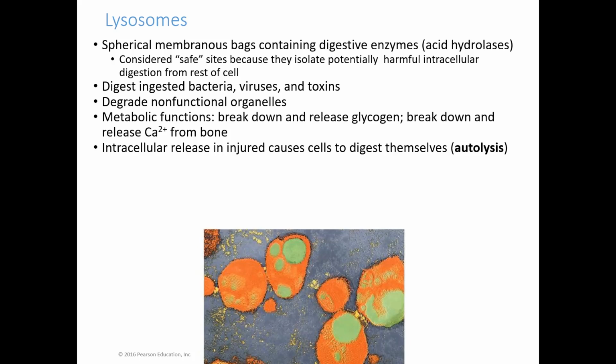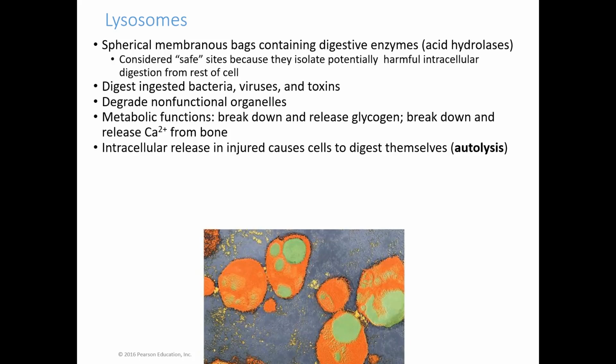When an organelle wears out, because organelles don't last forever in the cell, if a mitochondria wears out, we'll get rid of it. We'll fuse with the lysosome and we'll dissolve it. If we've eaten a bacteria that we want to get rid of, we'll use the lysosomes to get rid of it. When we need glucose, we will use lysosomes to break down glycogen. When we need calcium, because our bodies are always going to need calcium, we're going to use lysosomes to break down the bone to release calcium for us.